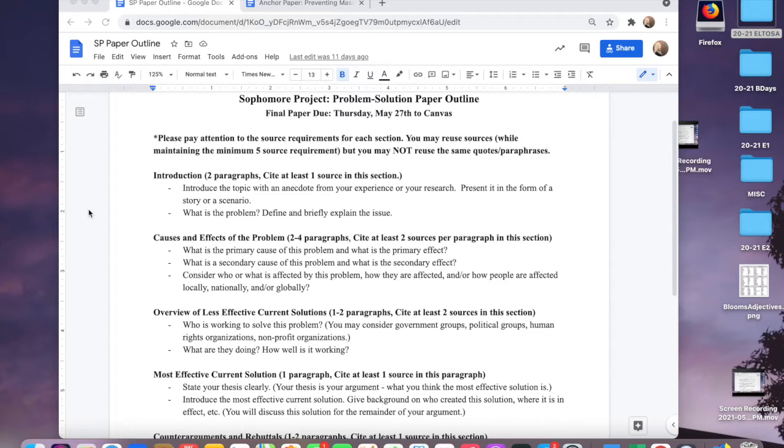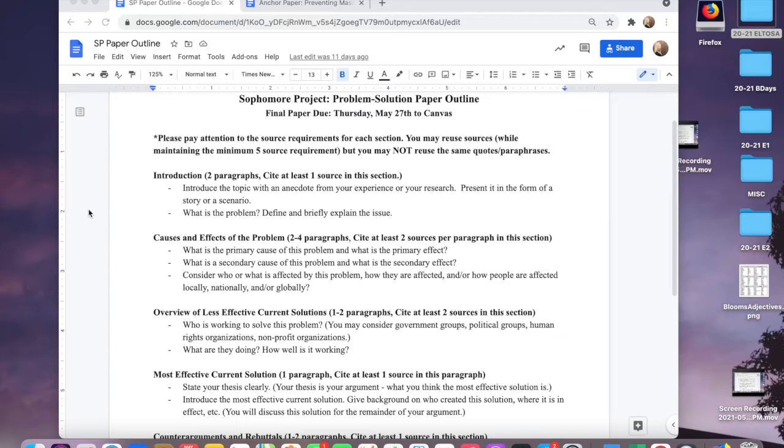So you're answering these 3 questions. What is the primary cause of this problem and the primary effect? What is the secondary cause of the problem and what is the secondary effect? And consider who or what is affected by this problem, how are they affected, and/or how people are affected locally, nationally, and/or globally.